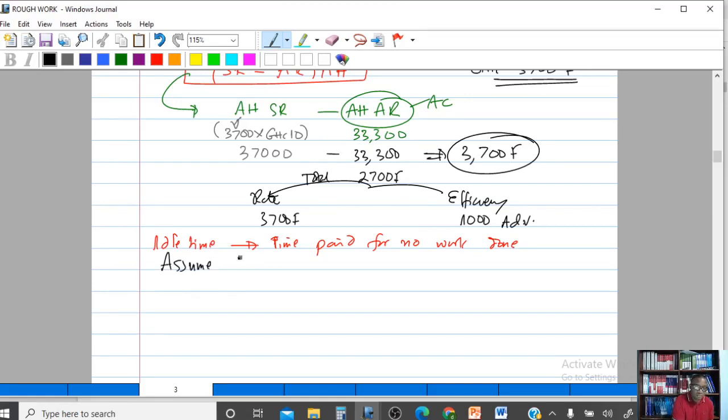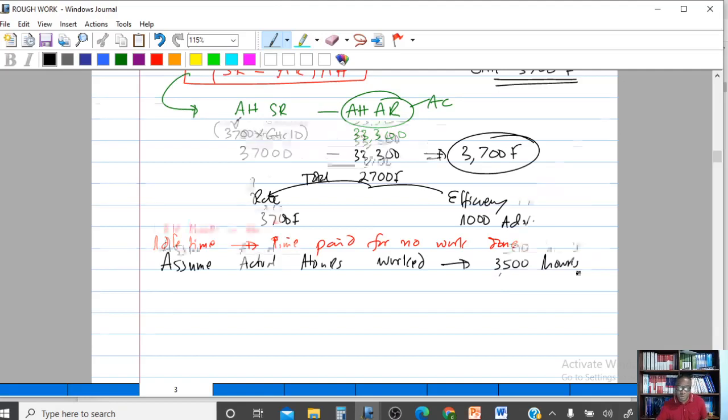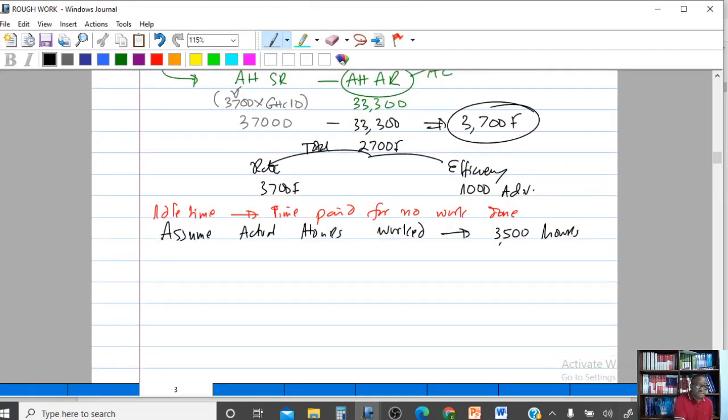Now, if I assume actual hours worked, they ought to have been using 3,600, and they used, let's say, 3,500 hours, then two things will change. Now, with actual hours used, the rate variance of 3,700 favorable remains unchanged. That variance will remain the same, but what changes is the usage.